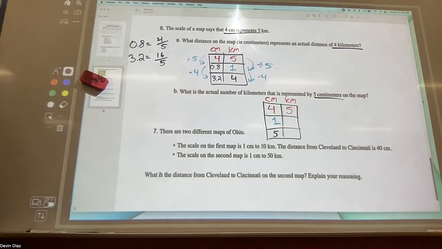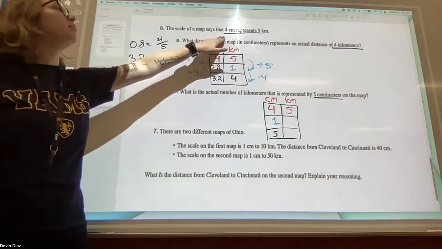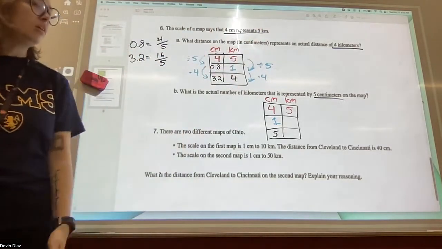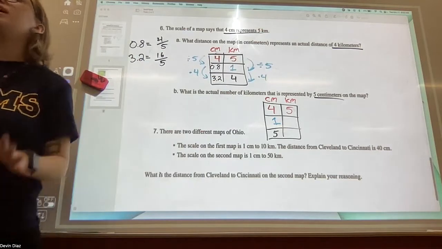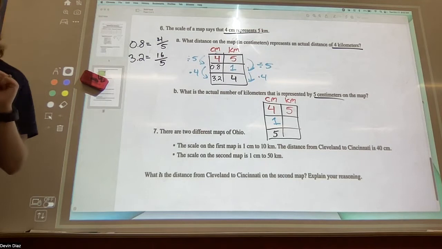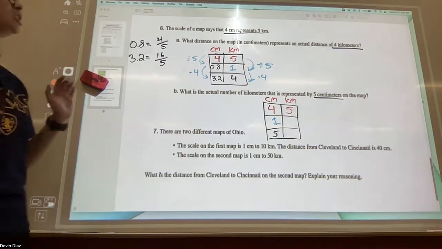I've got a question, and we're going to think if this makes sense. Which one in my scale number is bigger? I'm not talking about if centimeters or kilometers is bigger, but which one on my scale numbers is bigger? Is it the 4 centimeters or the 5 kilometers? Which number is the bigger number? 5 kilometers. So isn't my kilometer side always going to be bigger than my centimeter side? So my kilometer side is always going to be bigger.